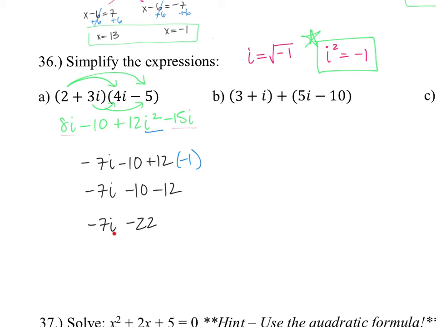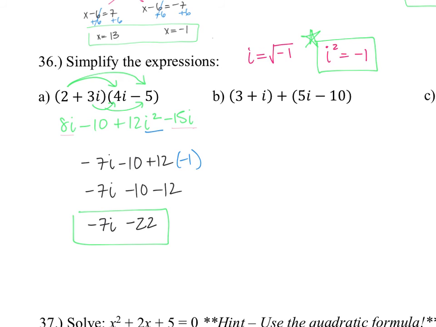By the way, the order of which one comes first, i or the number, doesn't really matter as long as you have the sign correct. So you have a negative for the 7i and a negative for the 22. And this would be my solution because I can't combine an i, an imaginary number, with a real number. So let's try another one here.